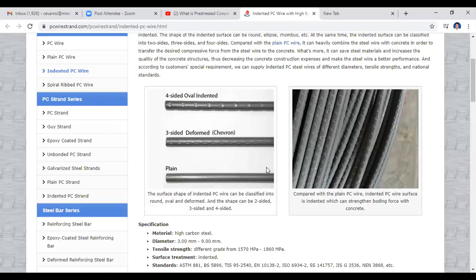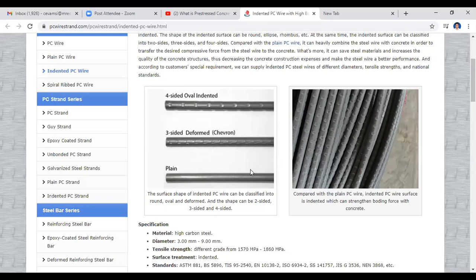What do you mean by indentation? Indentation is nothing but an impression which is made on the material. By using an indenter, you are making some indentation on the material. That is called indentation. So a rod which has four-sided oval indentations is called an indented rod. Three-sided deformed indentations are also used, and these rods are called indented rods.